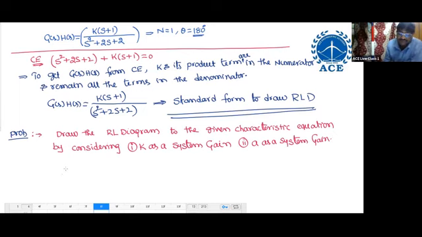So now, what is the characteristic equation? S square plus AS plus K equal to 0. Now case 1. Here there are 2 parameters, so 2 cases. N parameters means N cases. K is there, A is there, so you have to draw 2 cases.